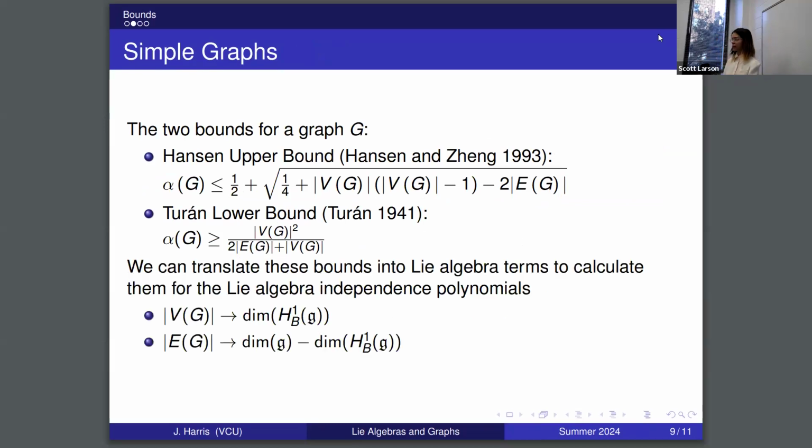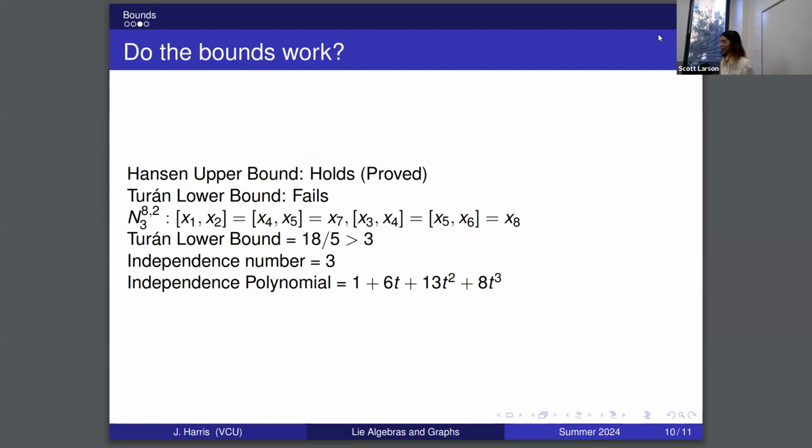And we can translate these bounds, taking the number of vertices and number of edges and translating that into Lie algebra language. The dimension of the first degree cohomology is basically all of your y variables, your degree 1 polynomials. So that's why that's the number of vertices. And the dimension of the Lie algebra minus all the vertices, that's the number of edges. So now that we have a way to translate the bounds, do they actually hold?